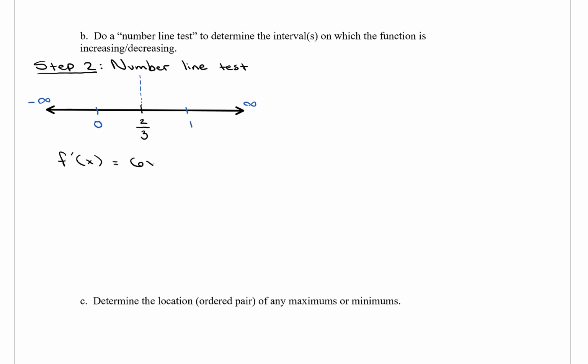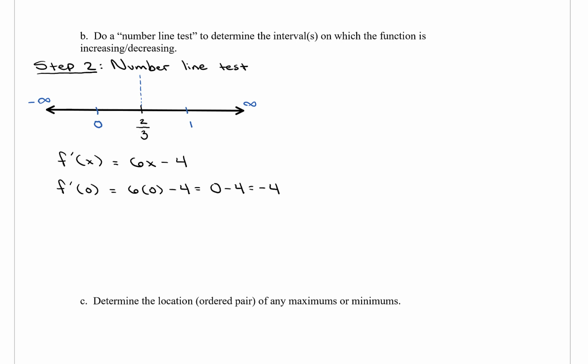My first derivative function, if you recall, was f prime of x equals 6x minus 4. So we're going to begin by finding f prime of 0 equals 6 times 0 minus 4 equals 0 minus 4, which equals negative 4.